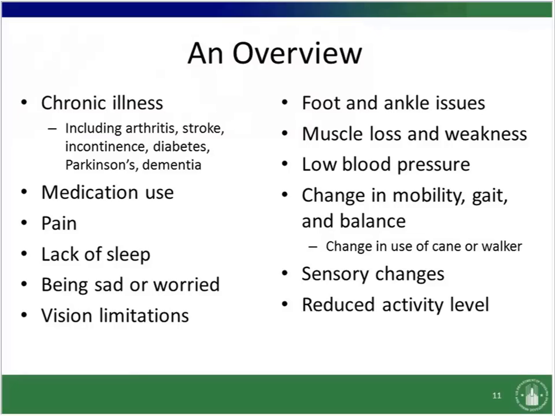If I had to pick two or three main things that I would be most concerned about for people, one would be vision, another would be foot and ankle issues, and the other would be muscle loss and weakness. And the reason why I bring those three things up is that your balance is made up of three different kinds of systems. One is your brain, the other one is your spinal cord, and the other one is your vision.